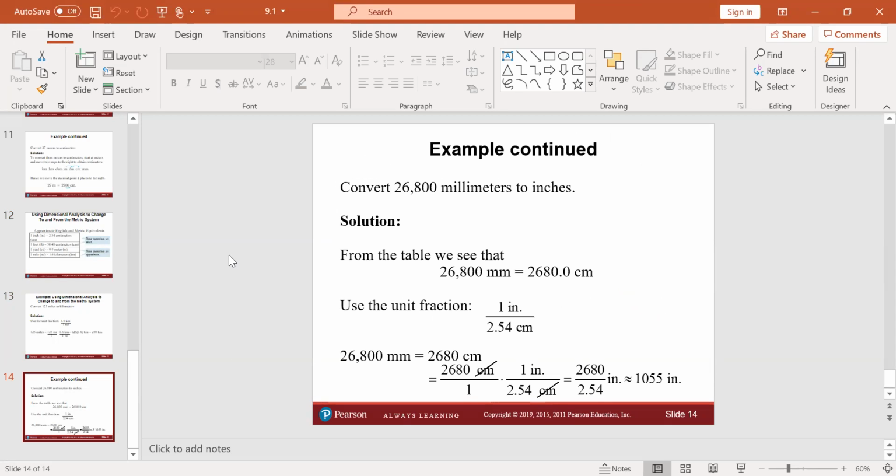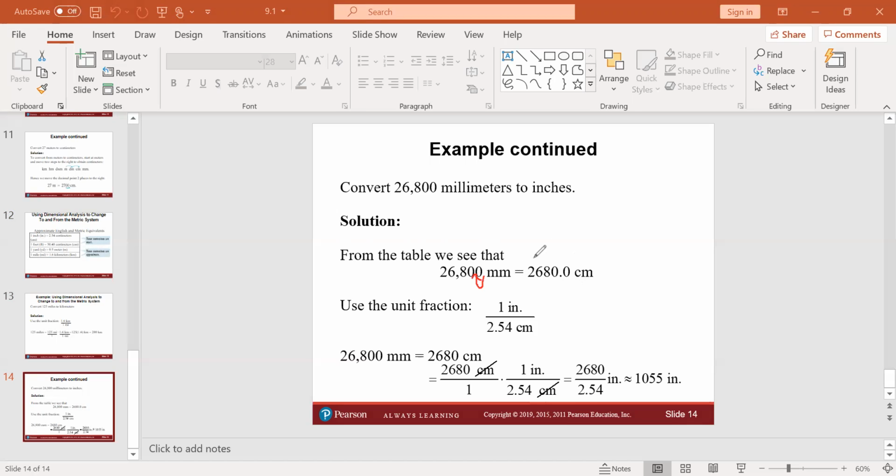Convert 26,800 millimeters to inches. Well, look on your charts. You're not going to have a direct unit conversion between millimeters and inches. I don't give you that. Why? Because you can use a go-between. You can convert 26,800 millimeters into centimeters. You'd have to go one space up. If you think about your King Henry died, you just got to move the decimal point one place to the left. So 26,800 millimeters is 2,680 centimeters.